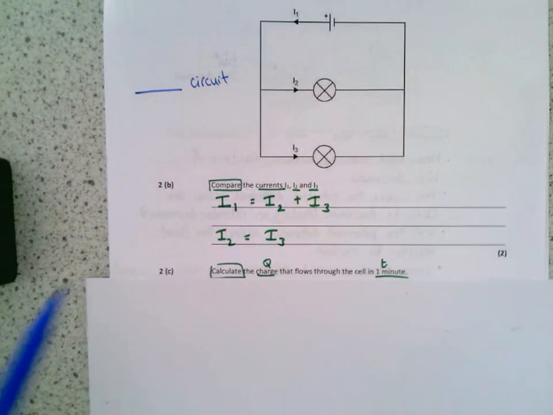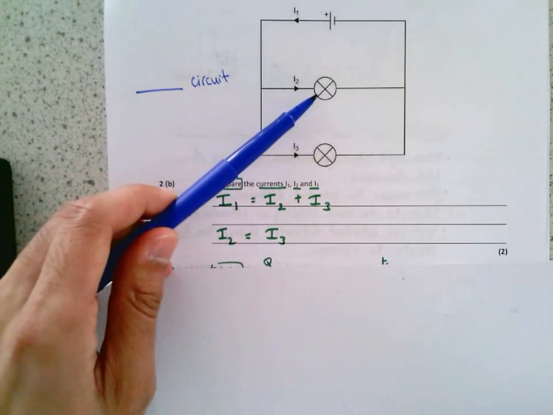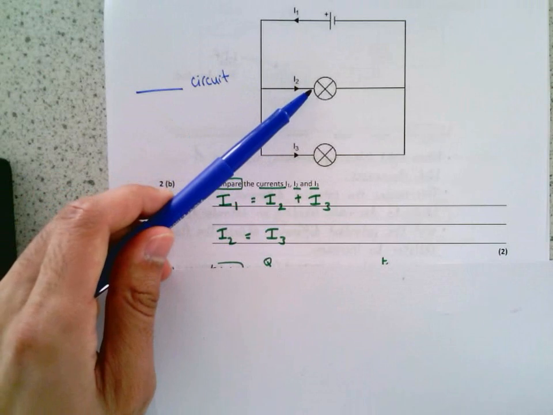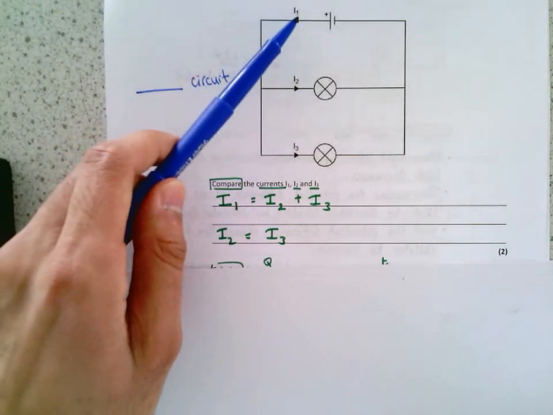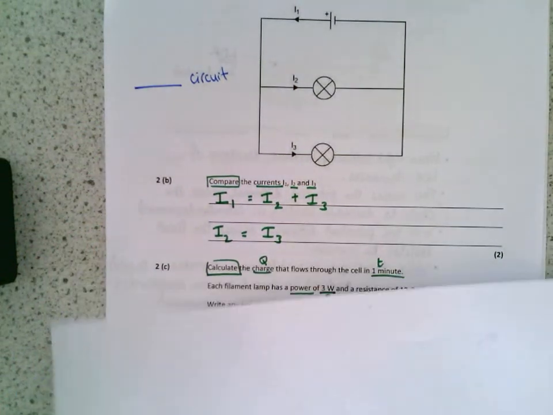The other thing that would be allowed in this case is to say that the value for I1 is twice as much as I2, or twice as much as I3.